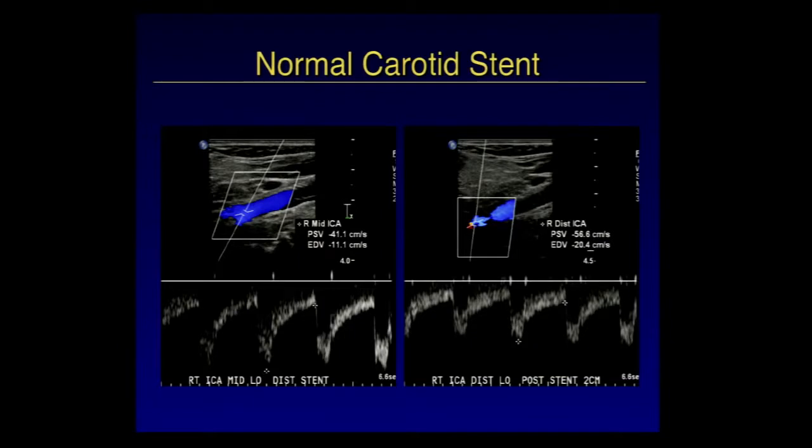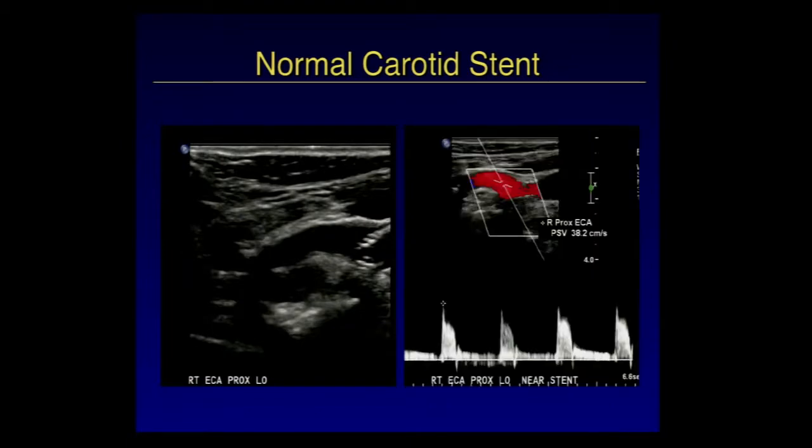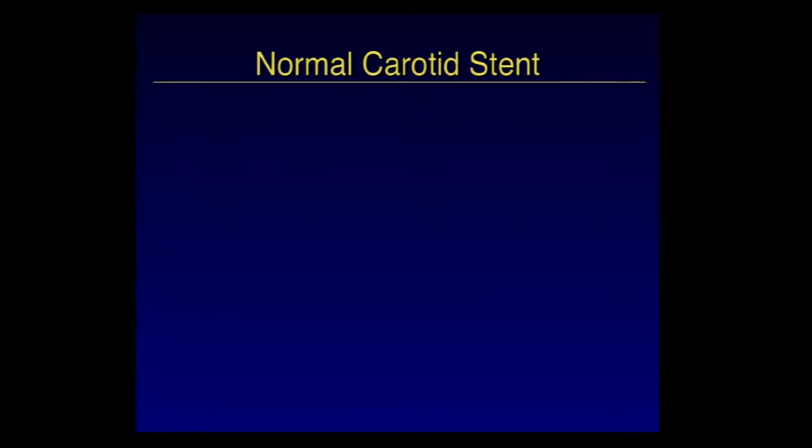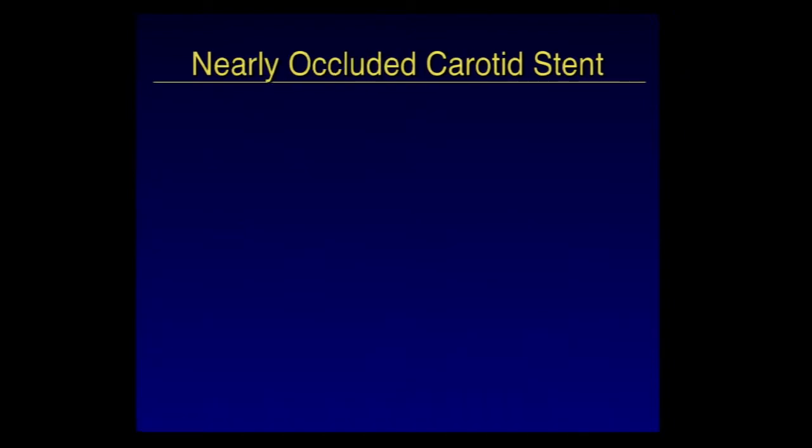And then in the distal internal post stent, because that is another place where you could have a stent collapse. So we've looked at all those places, and then also at the ECA to see if that is patent or if there is a stenosis there. And that's the normal protocol for a stent. You can usually get some pretty nice pictures. For example, in this patient, there's an ICA-CCA ratio of 0.6, so there's no stenosis here, completely normal.